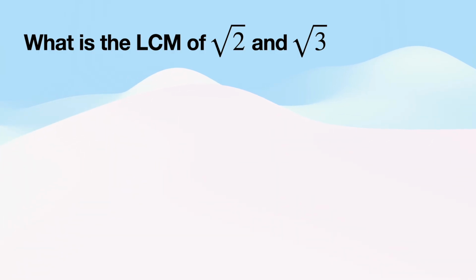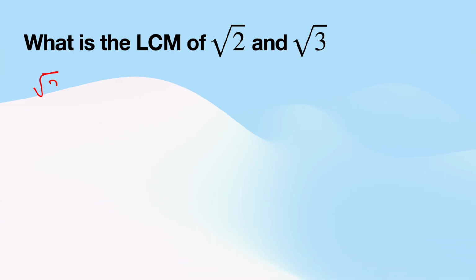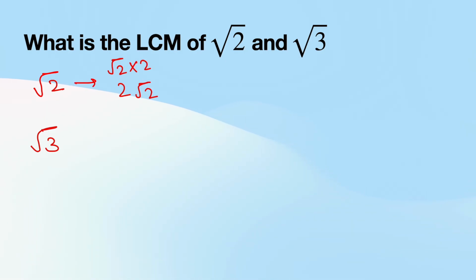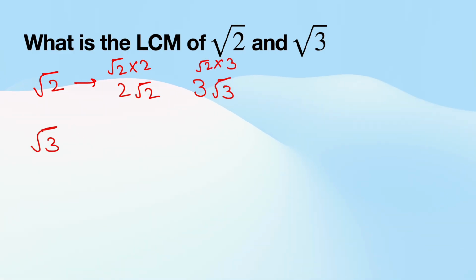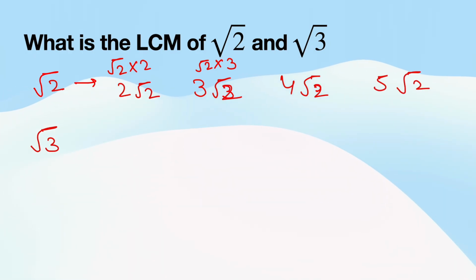Because we are dealing with real numbers, real numbers also include irrational numbers, so they may ask us the LCM of irrational numbers as well. Let's find the LCM of root 2 and root 3. LCM means the common multiple, and it should be the lowest. What is the next multiple of root 2? That will be 2 root 2. The next multiple will be 3 root 2, I multiply it by 3, then 4 root 2, then 5 root 2, and so on.